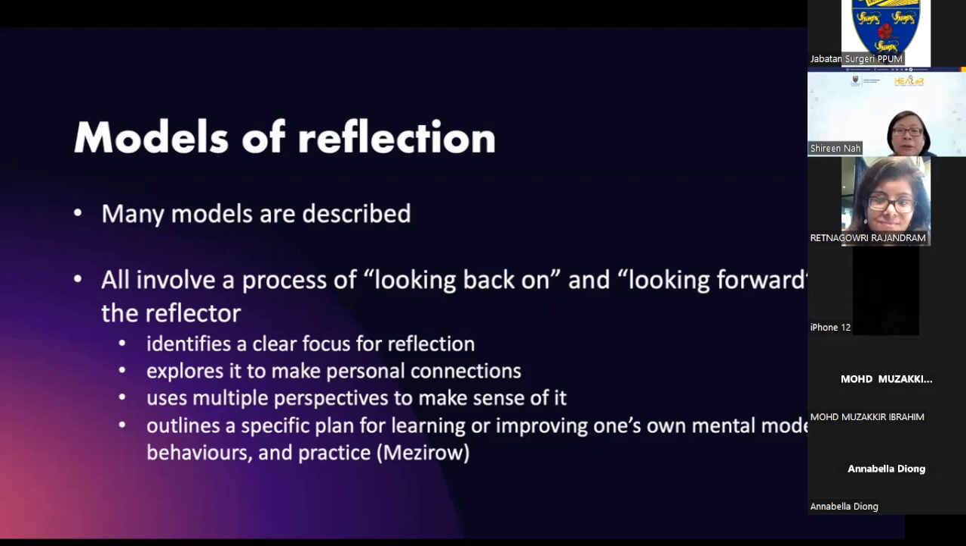And very importantly, it is not just about looking at the thing, but actually about looking forward, which means that you have a specific plan for learning or improving your own mental model, behavior, and practice. Again, a reminder, it can be something good or something bad.